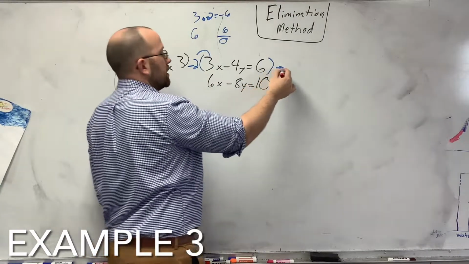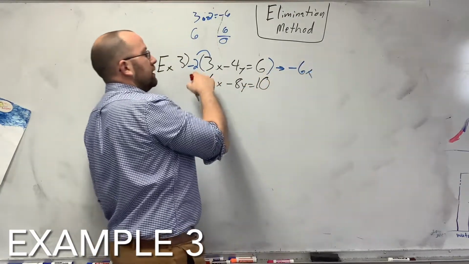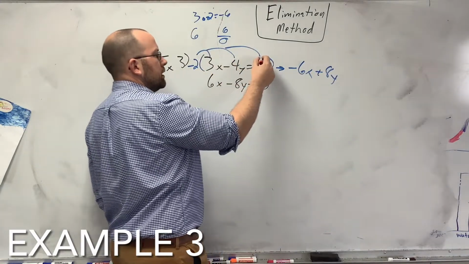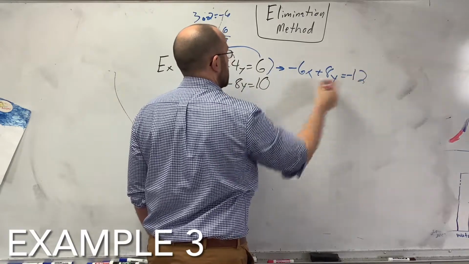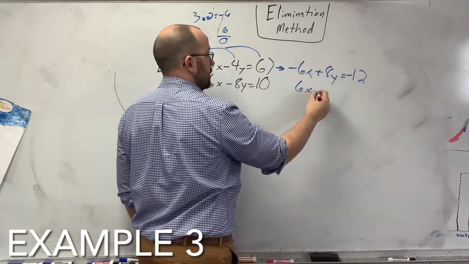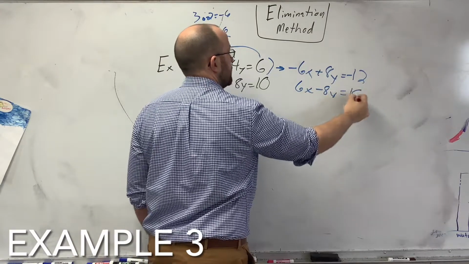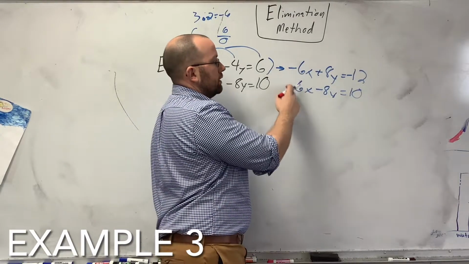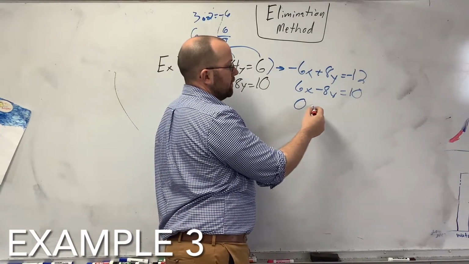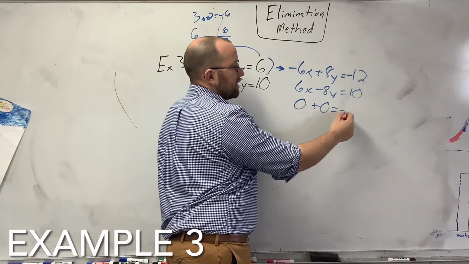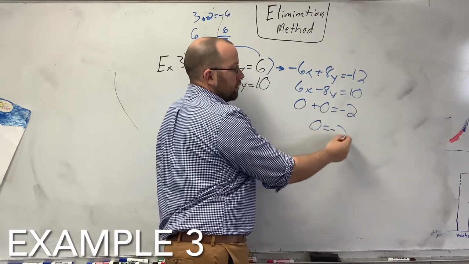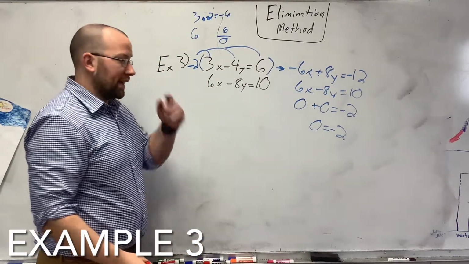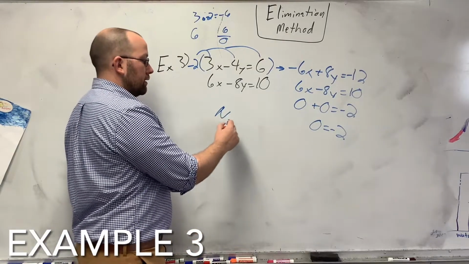Negative 2 times 3 gives me negative 6x. Negative 2 times negative 4 gives me 8y. Negative 2 times 6 gives you negative 12. Then I just bring the other one over. All right, now I add. So that gives me 0, that gives me 0, and that gives me negative 2. So can 0 ever equal negative 2? No, it cannot. So this is a no solution.